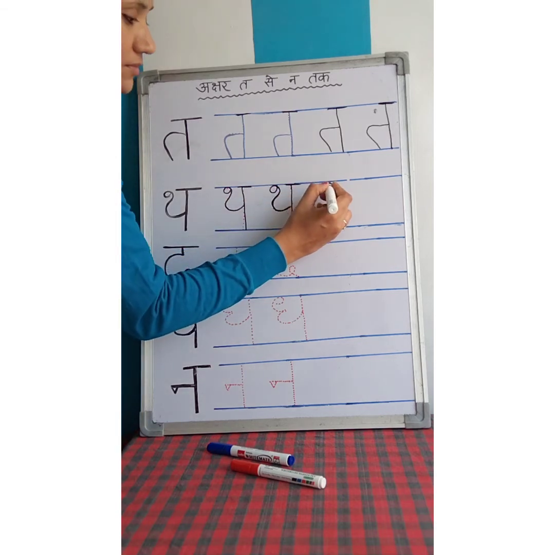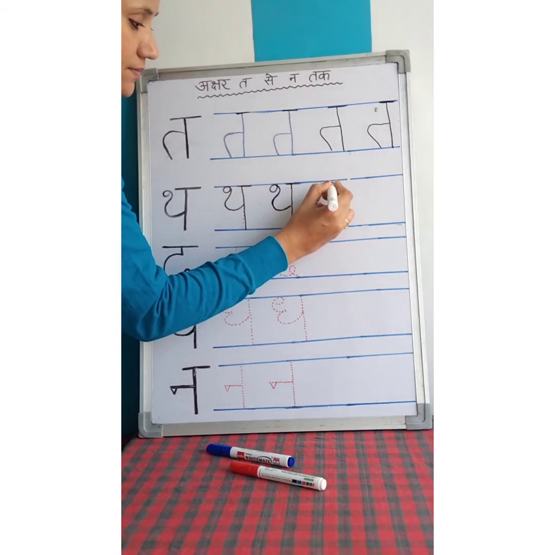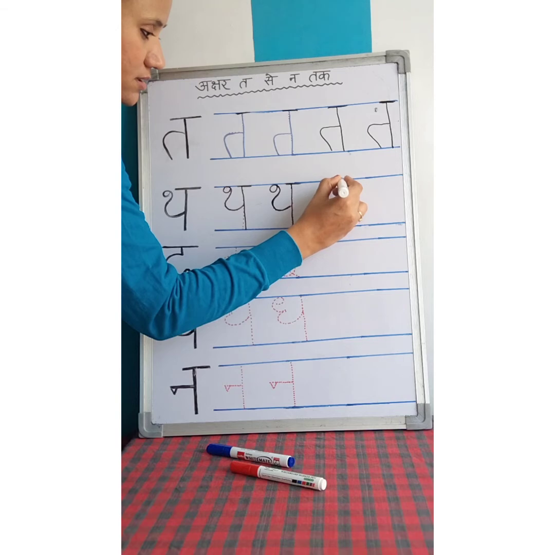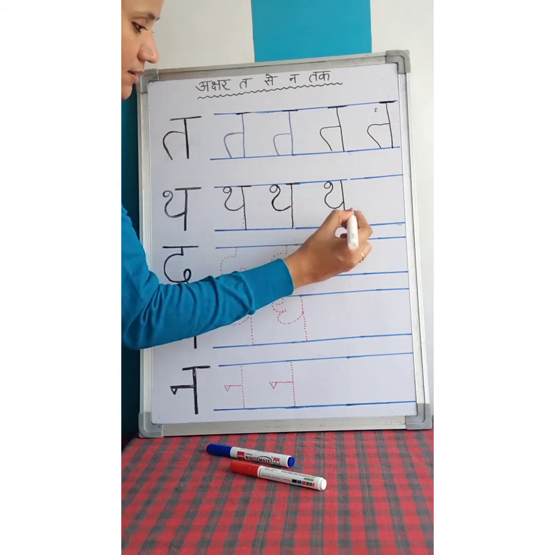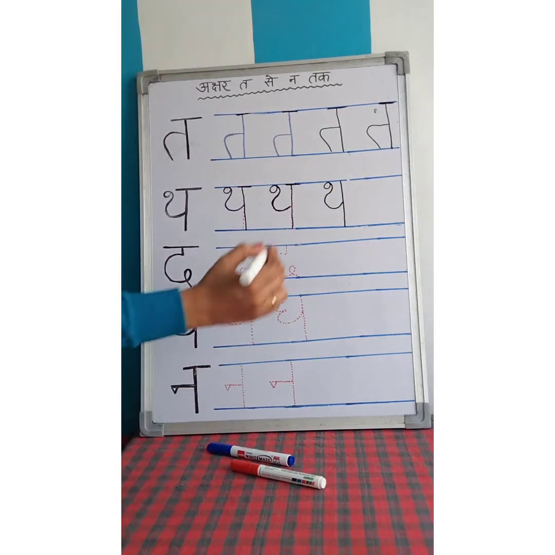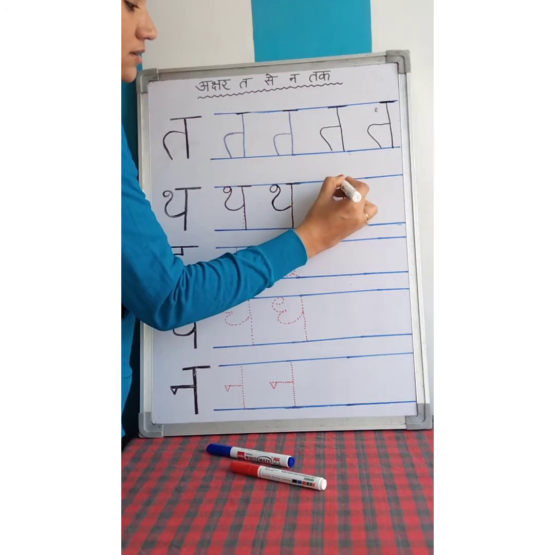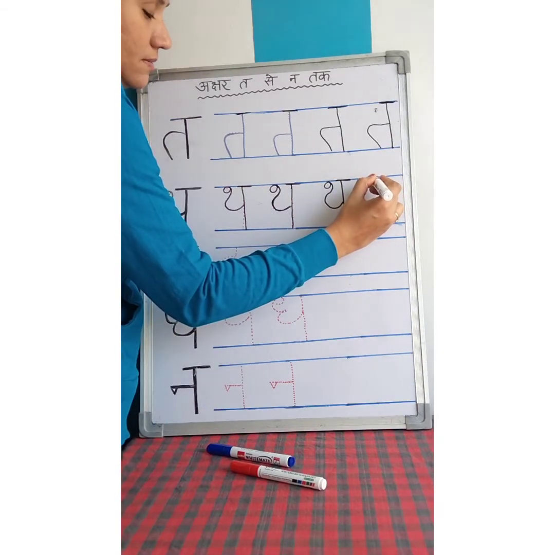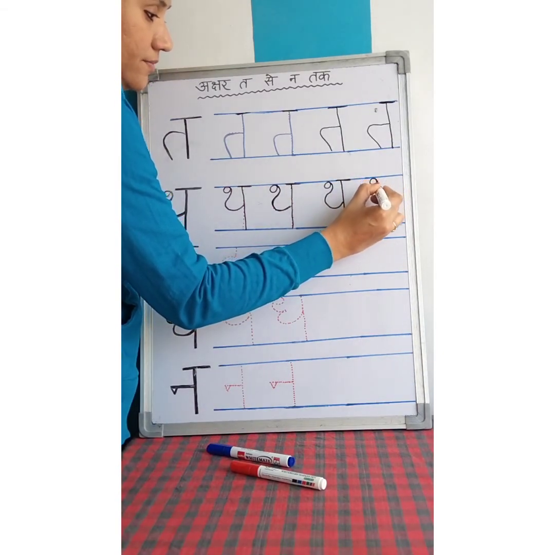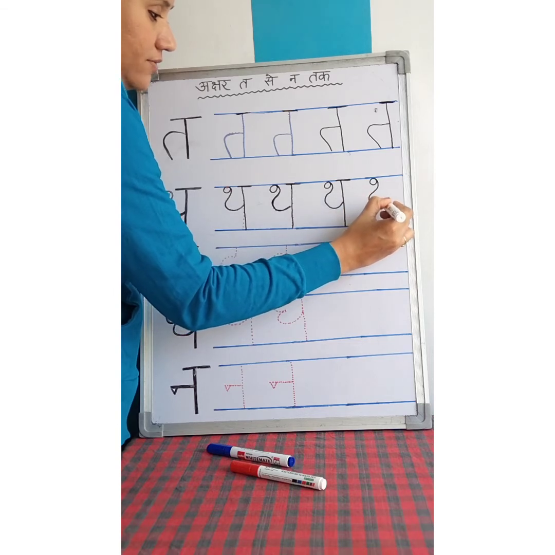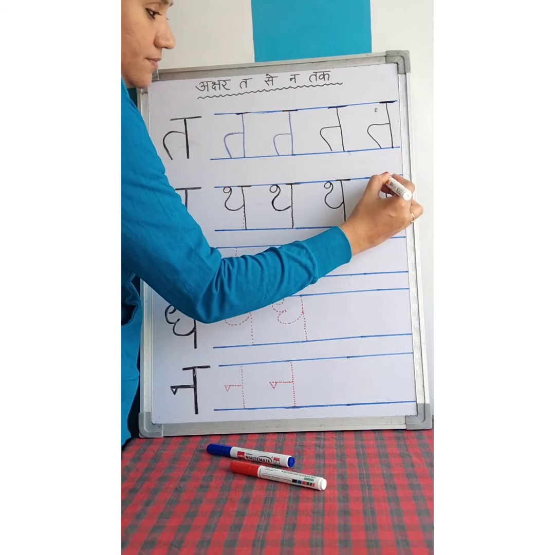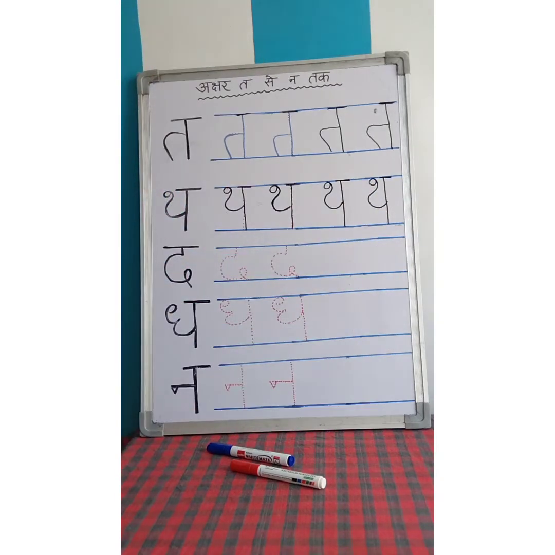Now see it again. Circle, curved line, standing line, and then the overhead sleeping line. See it again. Circle, curved line, standing line, then the overhead sleeping line.